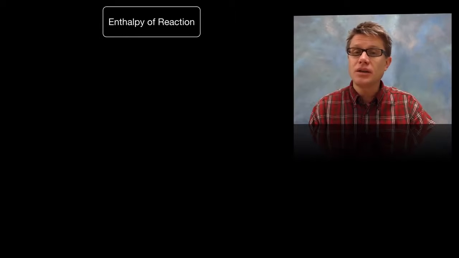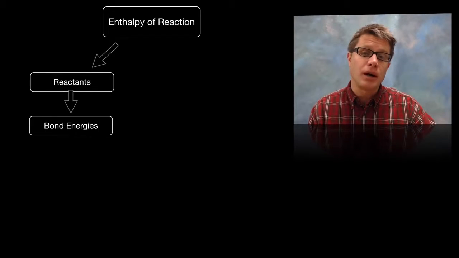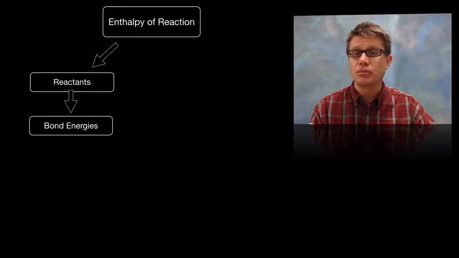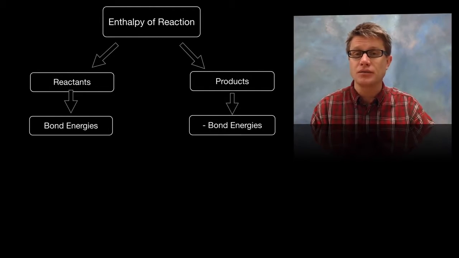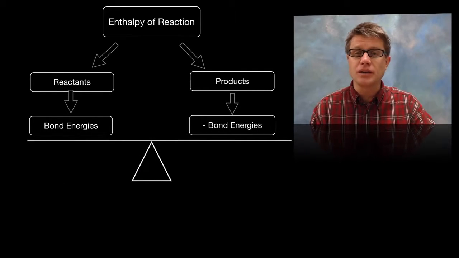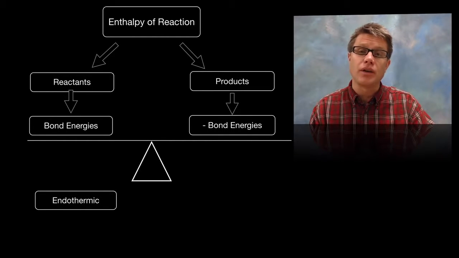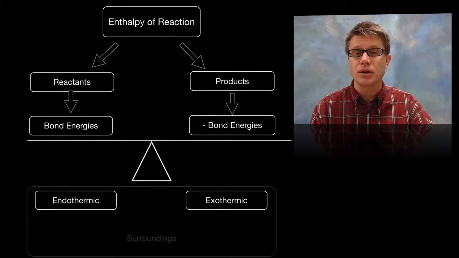And so in the enthalpy of reaction, what we're looking at are the reactants and what are called the bond energy, the amount of energy it takes to break the bonds in the reactants, and then the amount of energy that is released in the products, which is essentially the negative bond energy. And you can think of putting these on a balance beam. And if there's more reactant energy consumed, we would call that an endothermic reaction. If there's more released, we'd call that an exothermic reaction.